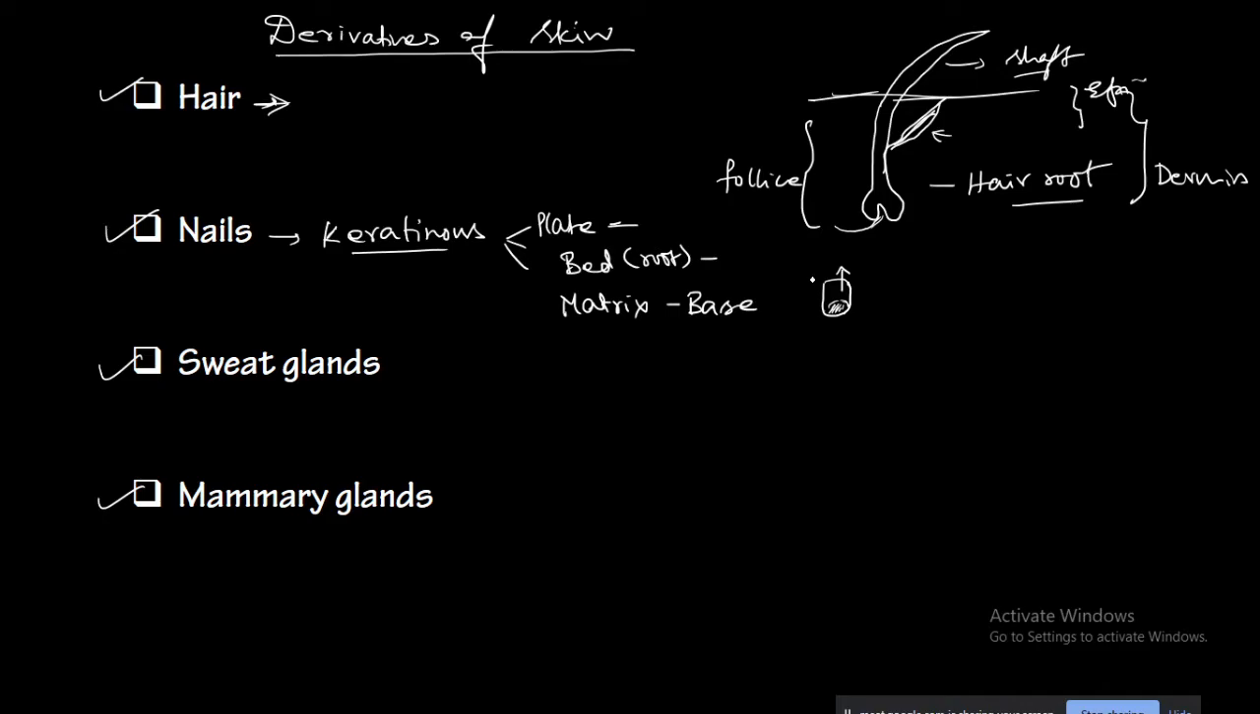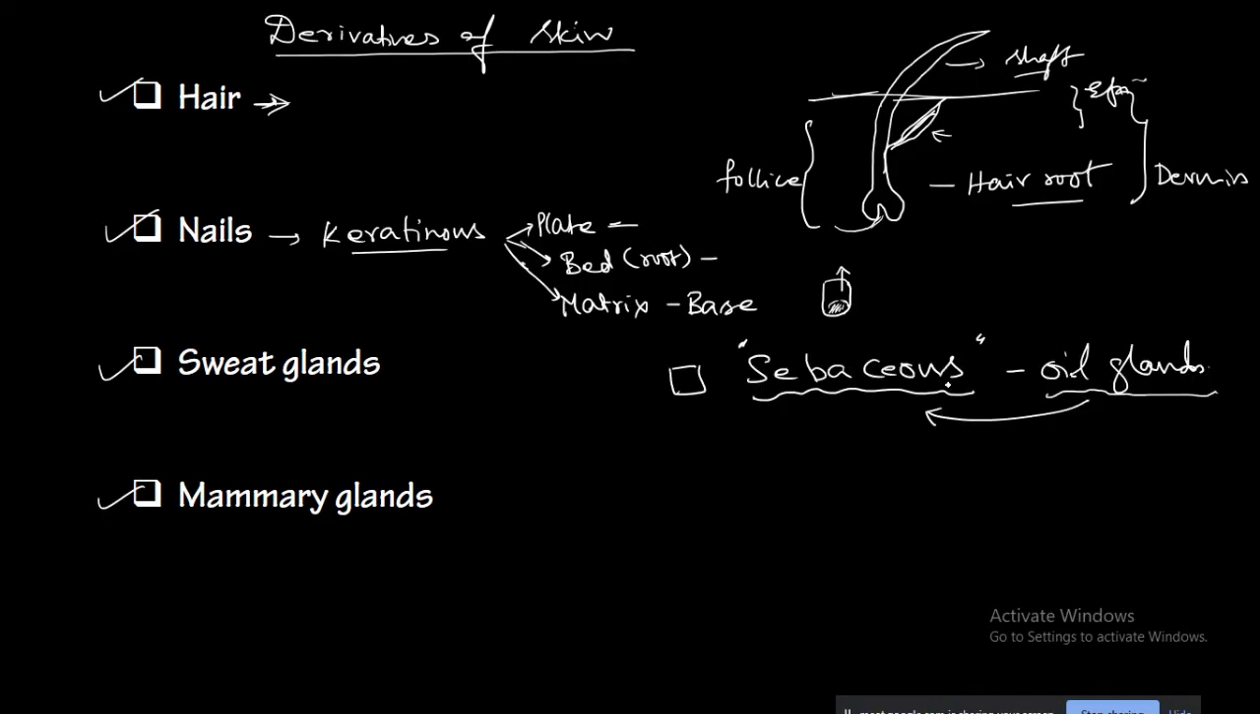Who is producing this? The sebaceous glands produce that. Sometimes these glands may have some problems. When they have problems, what will come? Pimples, acne, and blackheads.